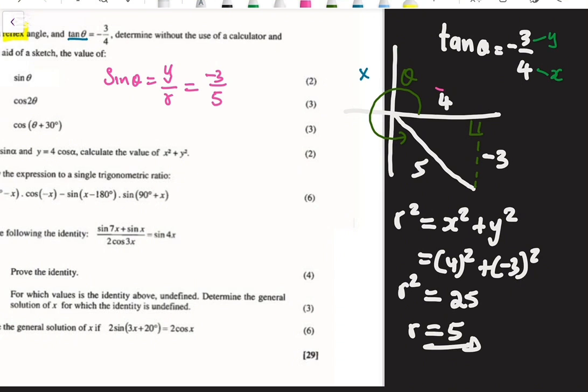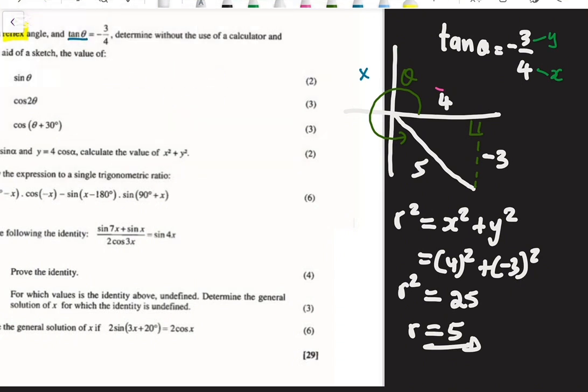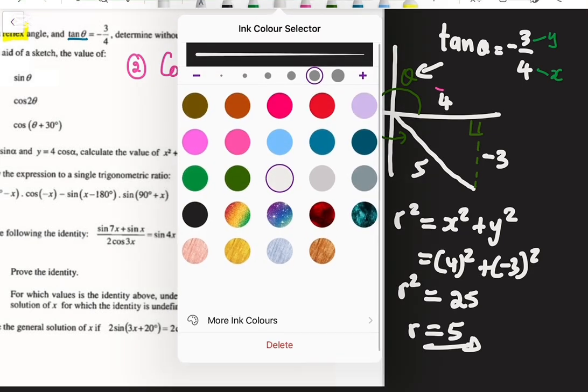Question number 2, we are required to calculate the value of cos 2 theta. Now you'll notice that here, this angle is a double angle, but in the diagram, we do not have a double angle. We have just theta, not 2 theta. So that means we need to change this first so that the angles match.